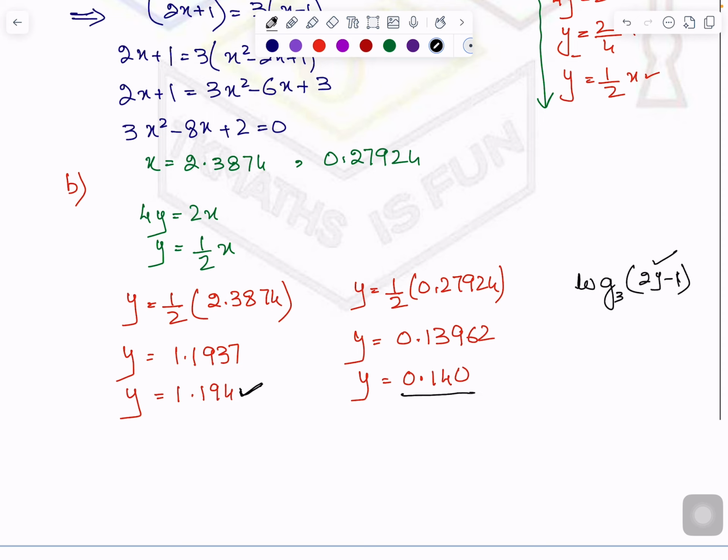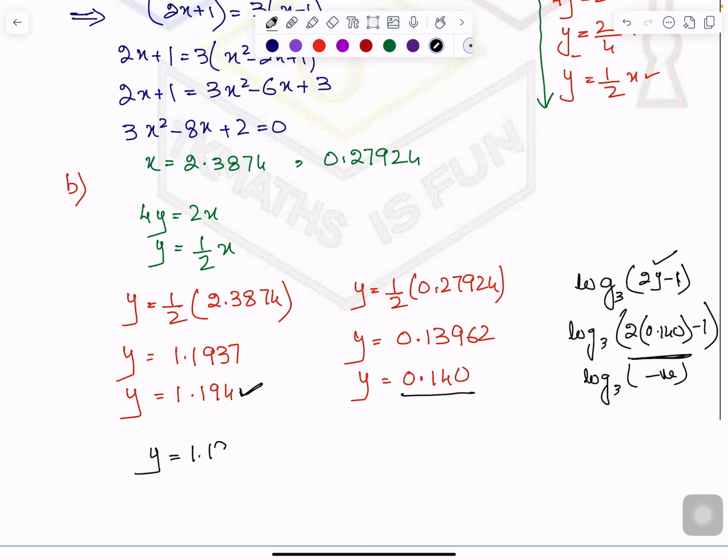But if you substitute 0.140 and subtract from 1, this is equal to a negative number, and log is not defined for a negative number. So your only answer is y is equal to 1.194, and you will write here not possible, because it is leading to the negative log, which is not defined. So in log questions, it is very important that you recheck whether both answers are correct or defining log or not. So I hope you understood it.